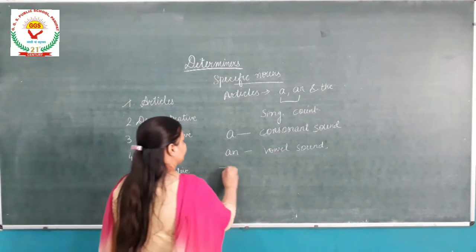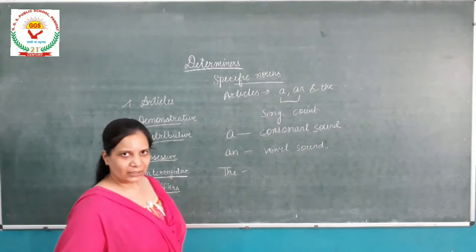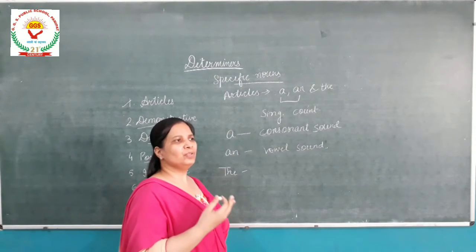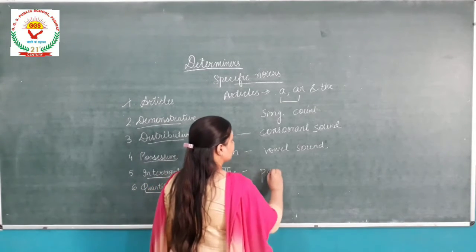Now the is a definite article and there are many places or many things with which we use the. For example, first is a particular thing.